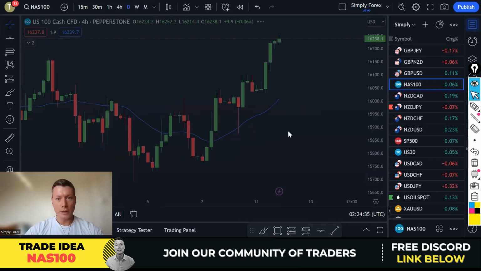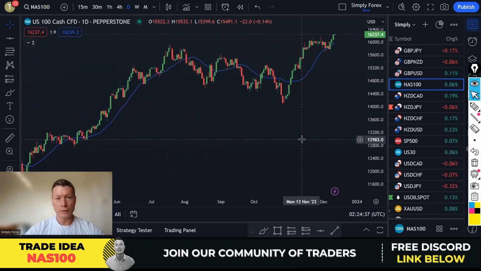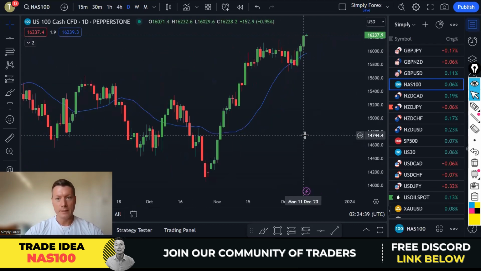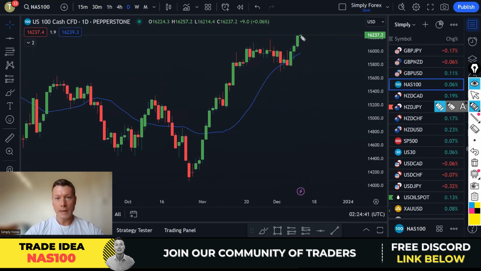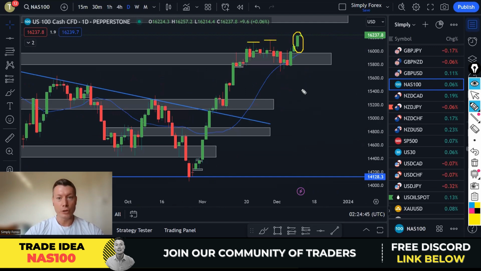If we look at the day chart, it's literally just broken these highs here. So this bullish candle has broken these last highs here. That is a continuation of trend. Bear with my grey zones.